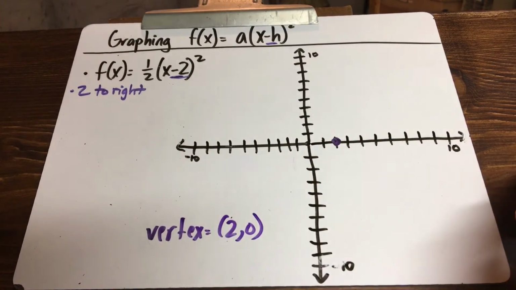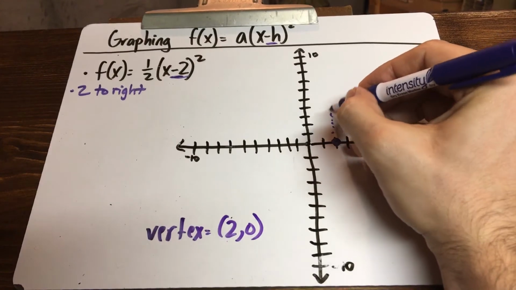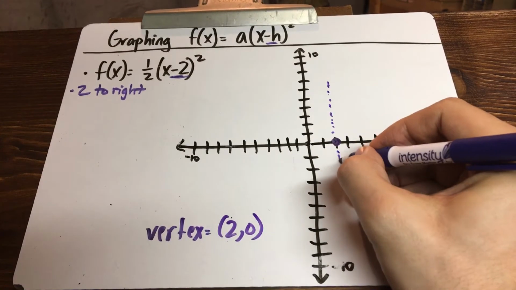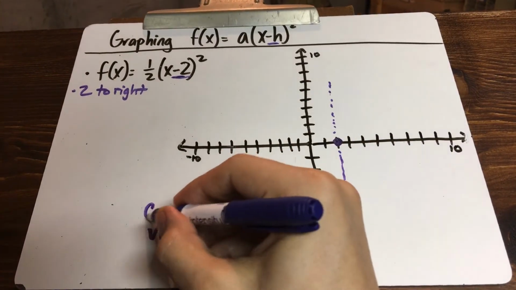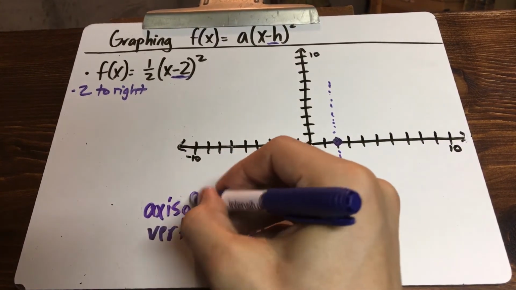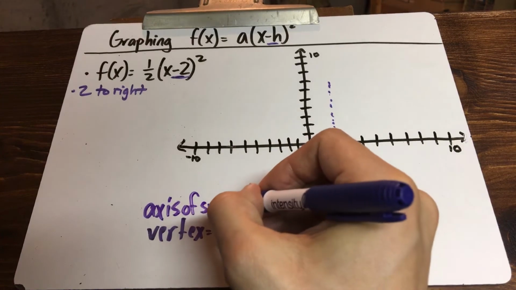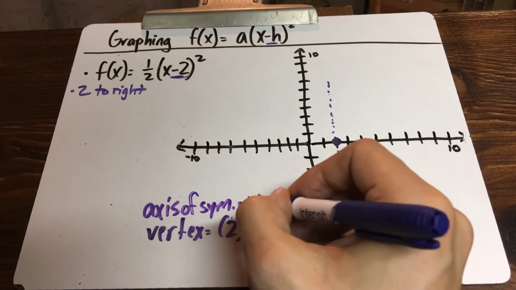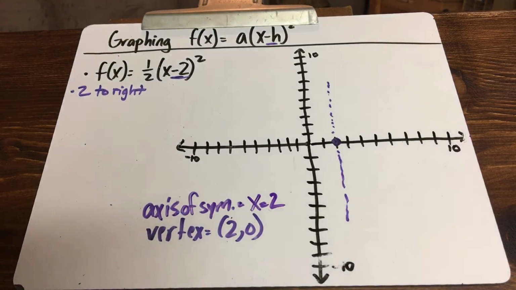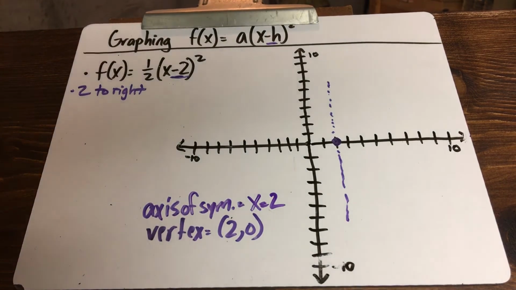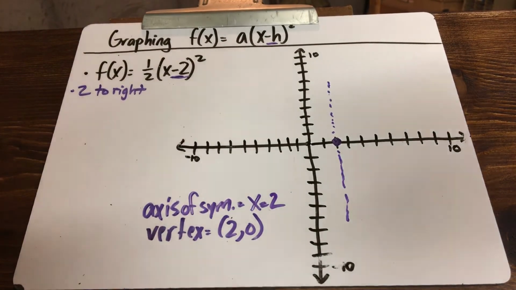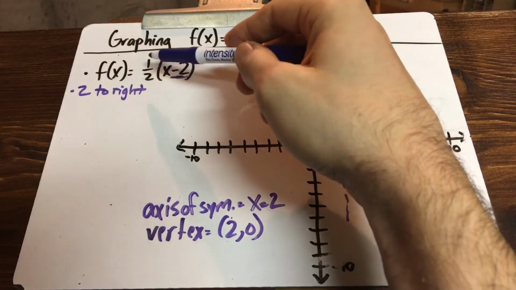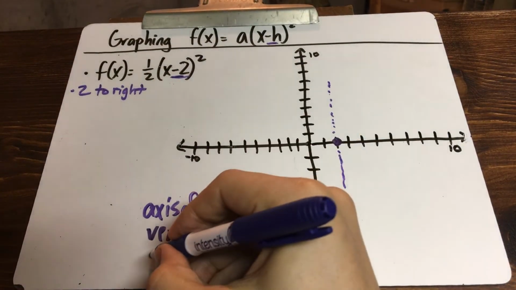I also have my axis of symmetry. If I wanted to draw it to help me, I'm just going to draw it a little bit. I don't need to draw it all the way to the top and the bottom of my page. My axis of symmetry is right here at the line x equals 2. Excuse me. And now, in the previous board, I would just look at this and say, okay, it's positive. That means it opens up.